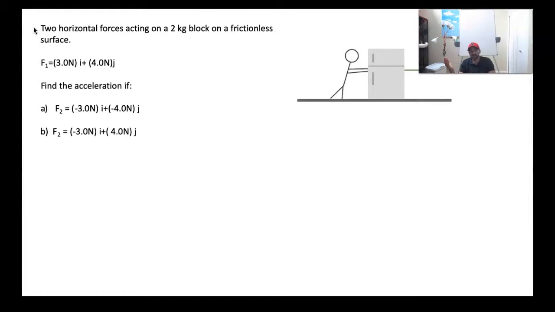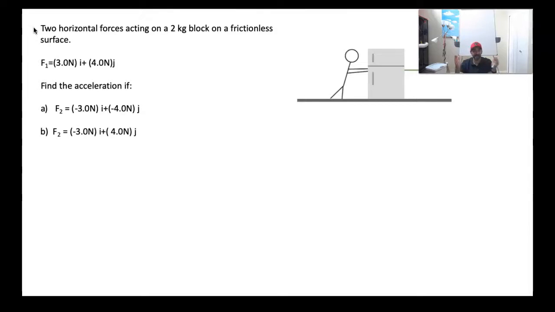So the first one, we can see that F1 has a 3 Newton force and a 4 Newton force, both in the positive i and j notation. I do want to note that I couldn't give little hats on my computer screen. That should be the i hat and j hat notation. F2, we can see, has a negative 3 Newton force and a negative 4 Newton force.